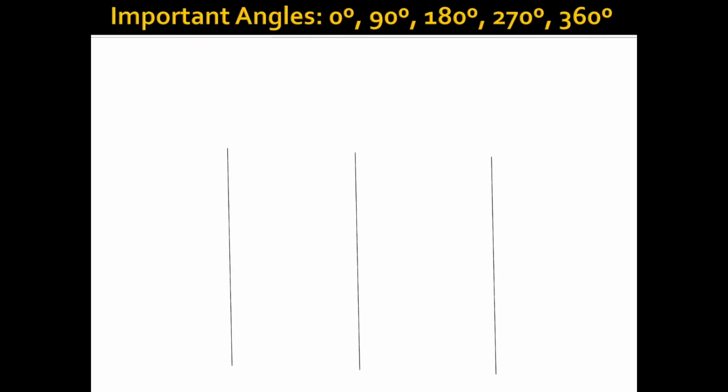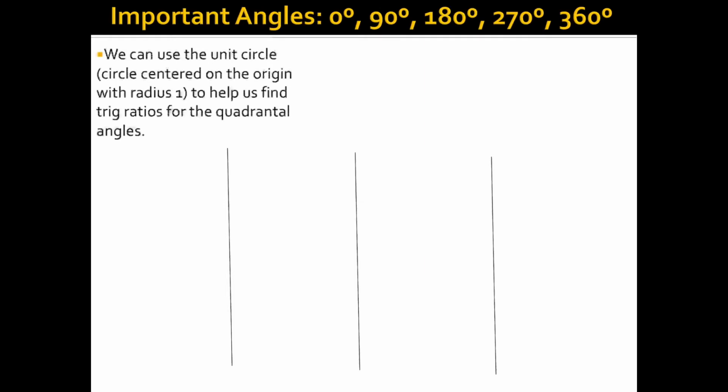All right, we are going to go ahead and look at sine, cosine, and tangent of what are called our quadrantal angles because the terminal ray lies on an axis. And so in order to do this, we're going to look at the unit circle, which is a circle centered on the origin with a radius of 1, and that will help us find these angles. So here it is.